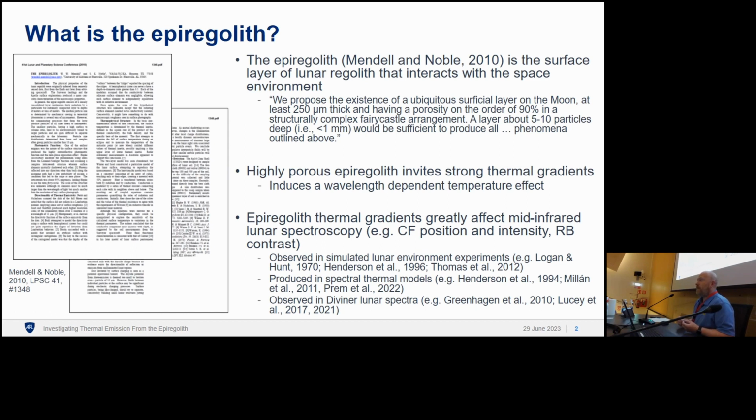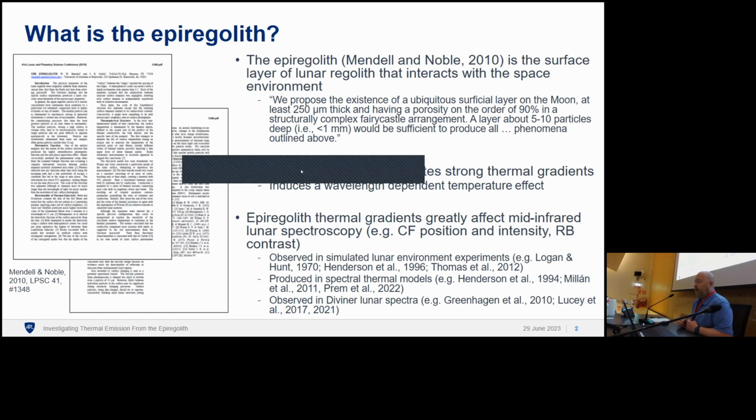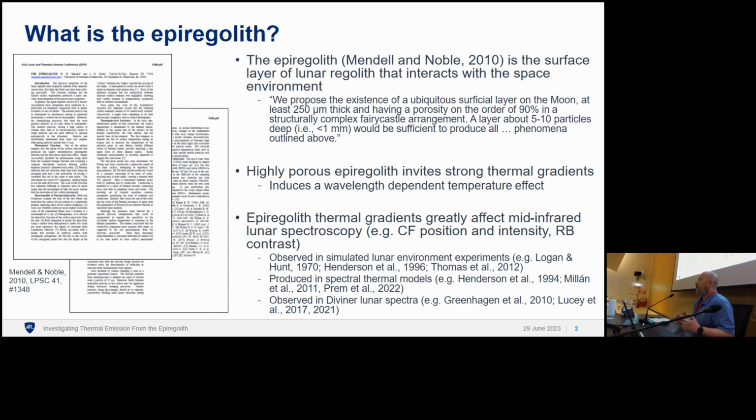So what we basically see is that on a particle scale, you have a difference in temperature in the surface. And because you have thermal gradients, and we're looking at wavelengths of light, you get a wavelength dependent temperature effect. If you're at a wavelength that sees deeper into the surface, you're actually seeing warmer temperatures than at a wavelength that does not see as deep. And so what we measure with Diviner or with any thermal instrument looking at one of these planets is not emissivity, it's thermal emission that has this wavelength dependence.